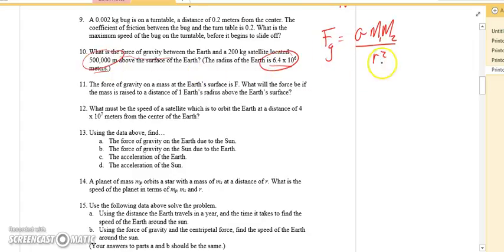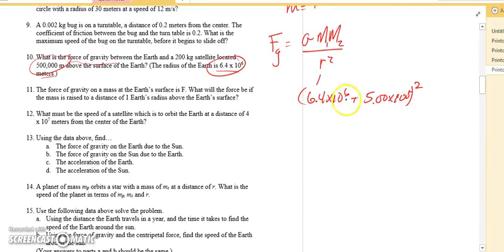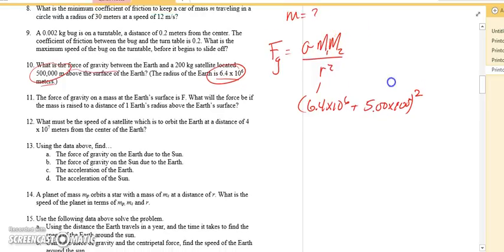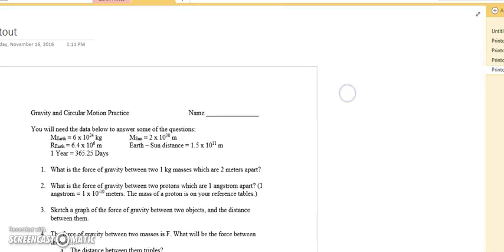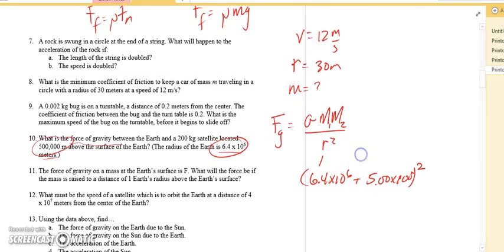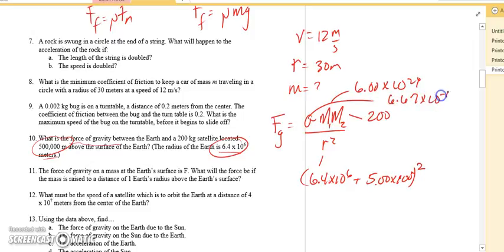I'm not going to do this from beginning to end because this is a pretty easy problem, but it would be 6.4 times 10 to the 6th plus 500,000. So it's 1, 2, 3, 4, 5, times 10 to the 5th. I'm going to square that, and that's going to go in here as r squared. Then I put the corresponding masses here, which above is the mass of the Earth, 6 times 10 to the 24th, and then the mass of the satellite, which is 200 kilograms. And G is 6.67 times 10 to the negative 11th.